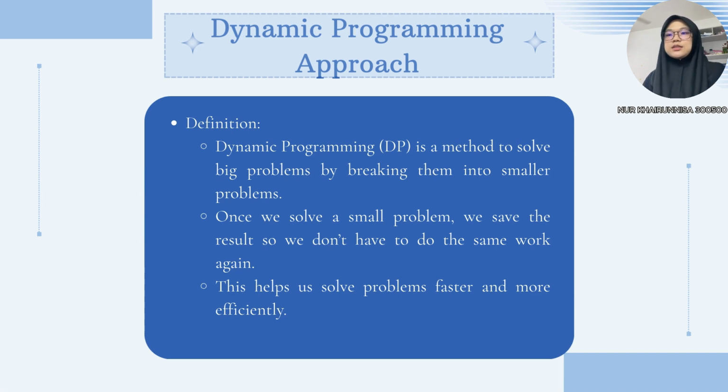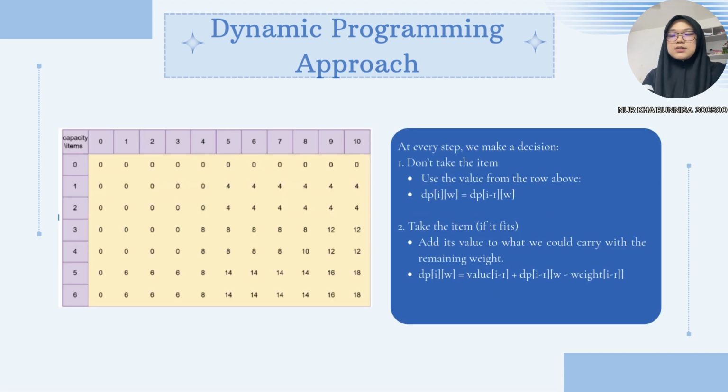Dynamic programming is a method to solve big problems by breaking them into smaller problems. Once we solve a small problem, we save the result so we don't have to do the same work again. This helps us solve problems faster and more efficiently. Okay, next, this is the final result for the dynamic programming table.